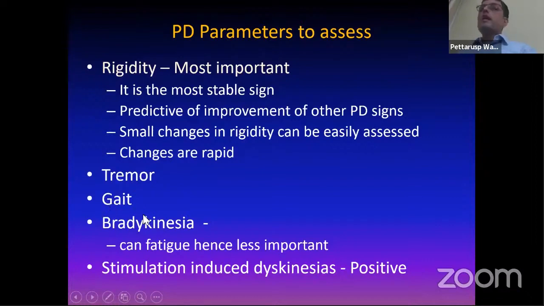Gait is something that you will have to assess at the end, but you cannot keep on making the patient get up and walk at every 0.5 millivolt change, because he's going to get fatigued. Bradykinesia will help when there is no rigidity, but you have to be very careful not to tire the patient out, because once the patient is fatigued, the patient is not going to cooperate.